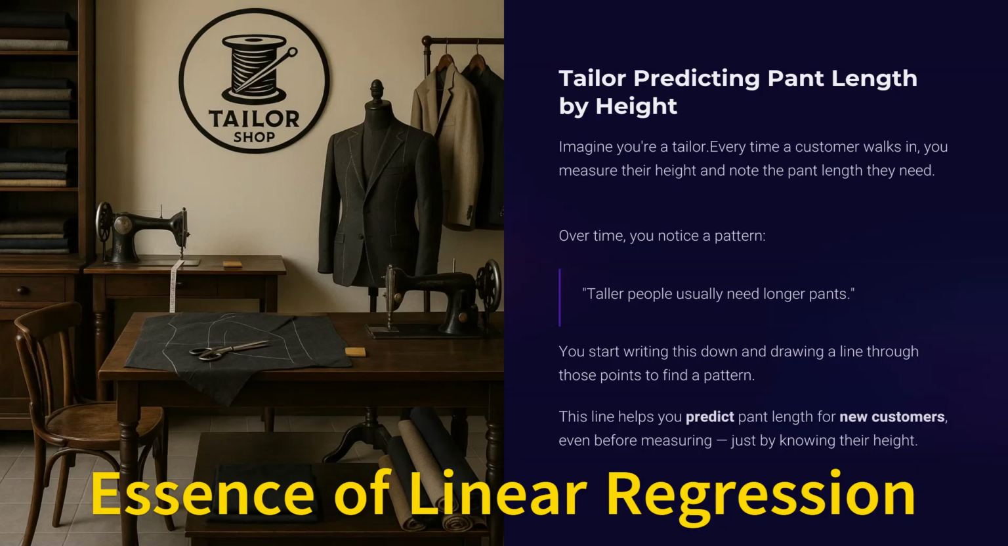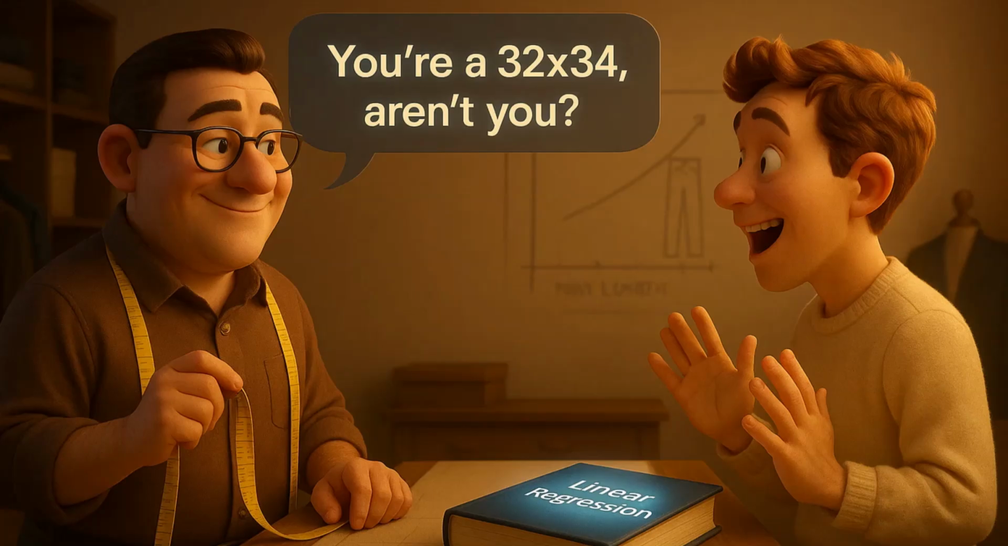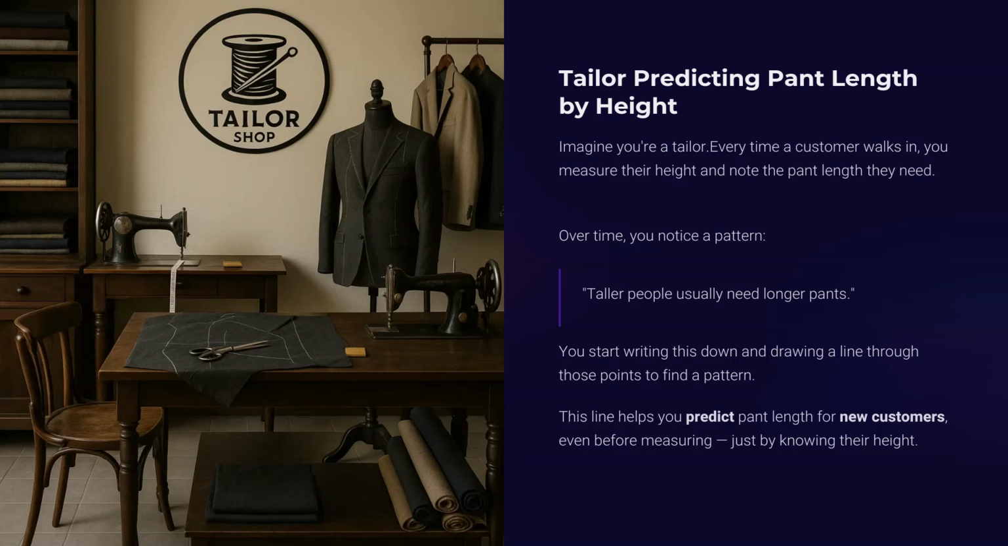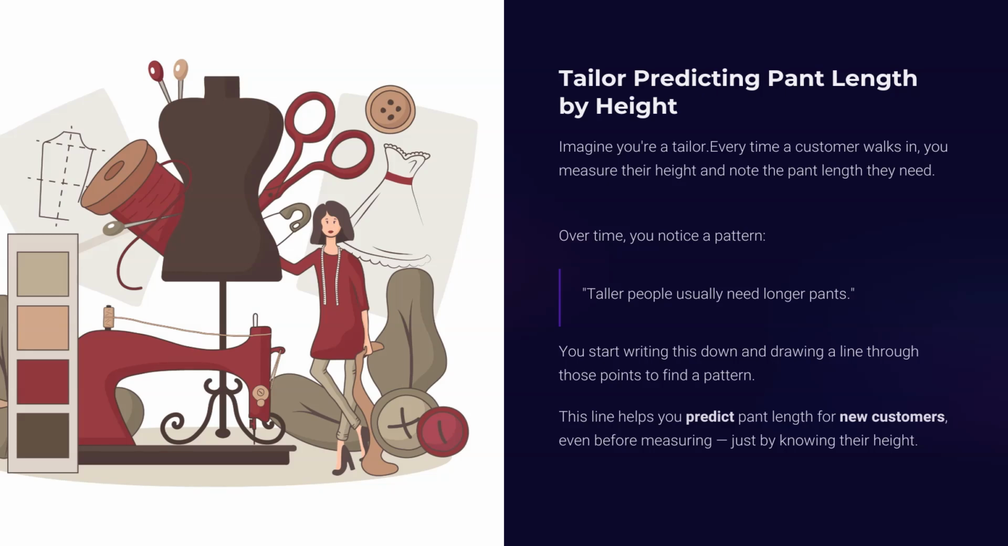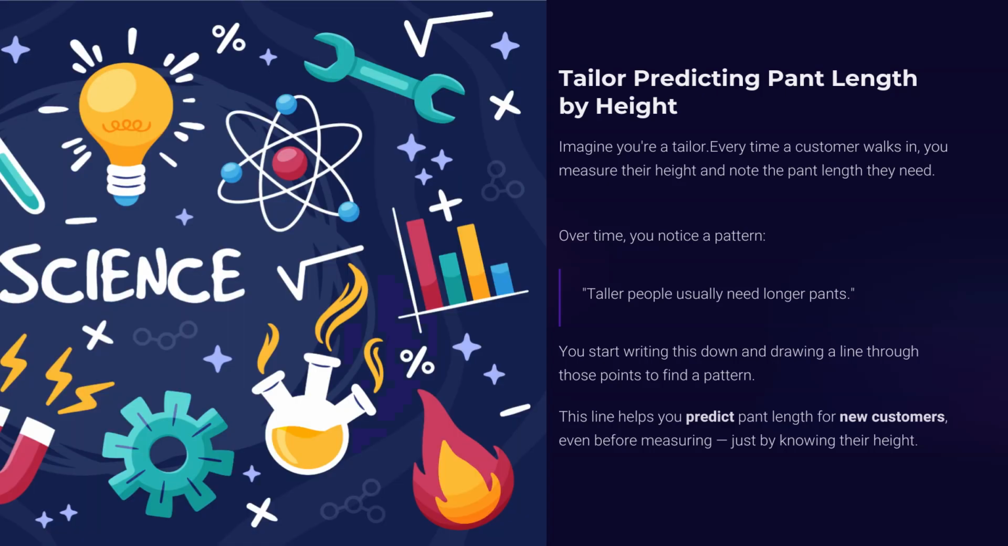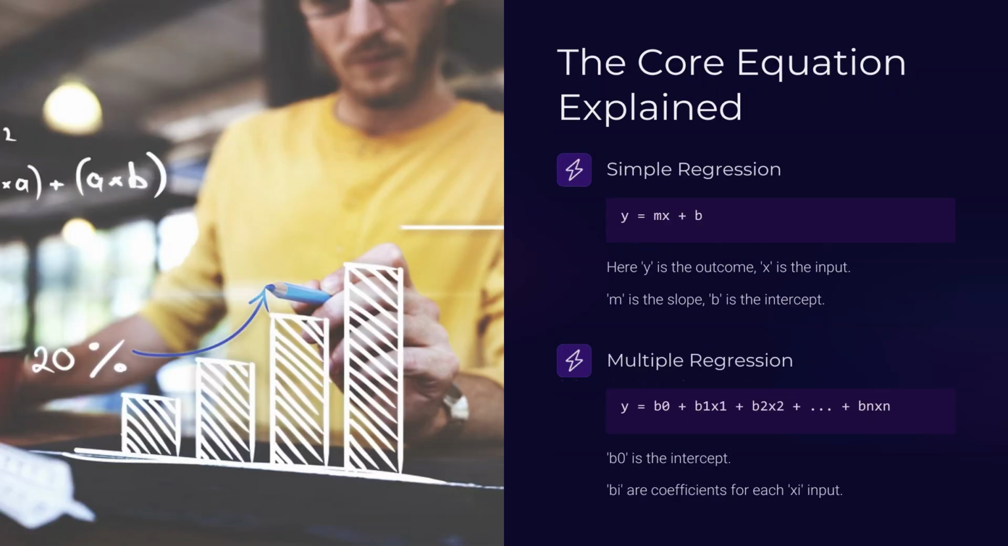Now, when a new customer walks in, you can predict their pant length just by knowing their height. You don't even need to measure first. This simple idea, predicting one value based on another, is what makes linear regression so powerful in many fields, from tailoring to finance to science. It's a simple way to predict one value based on another, like using height to guess pant length.